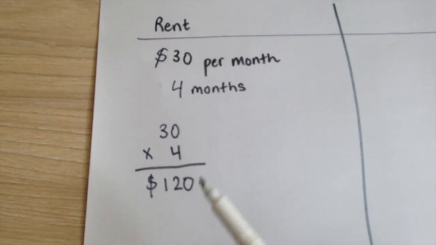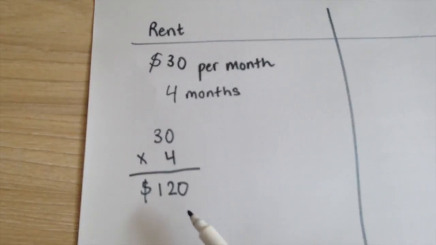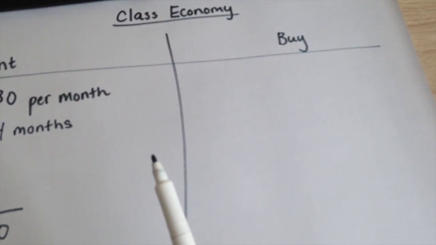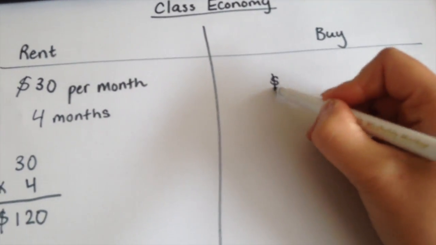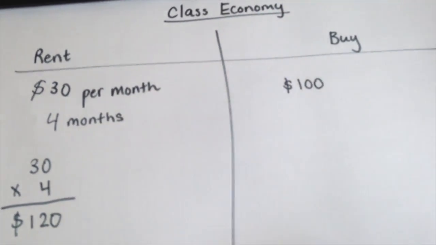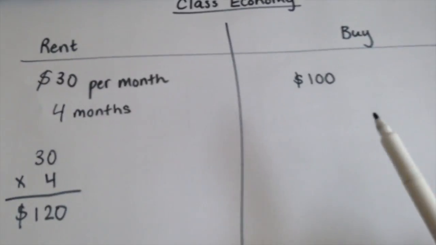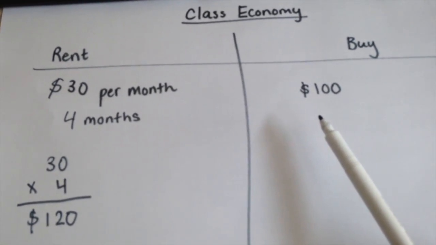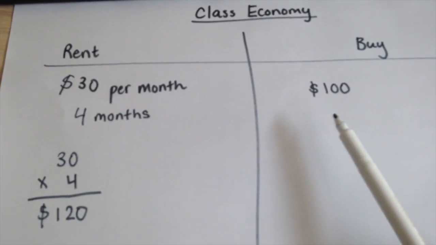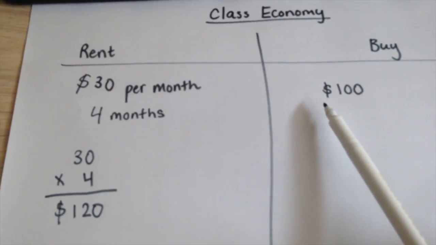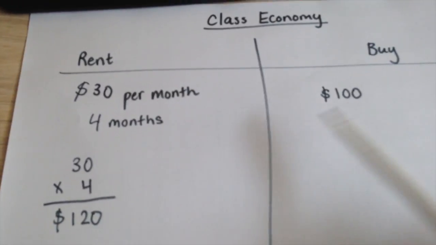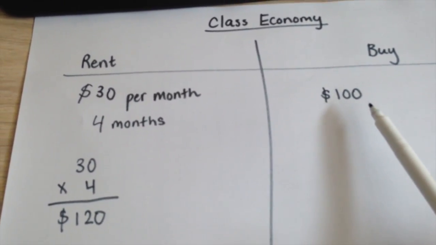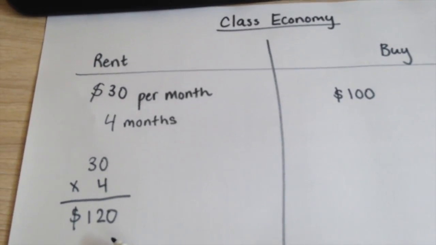Now that may seem like a great idea. However, please do not pick renting until you compare with buying. Now we know in our class it's going to cost $100 to buy our desk. If we don't have $100 up front in order to buy our desk, we're going to need to borrow money. So right now, if we compare $100 and $120, it seems as if buying is the better deal because we own our desk, we get the deed, and we save $20.